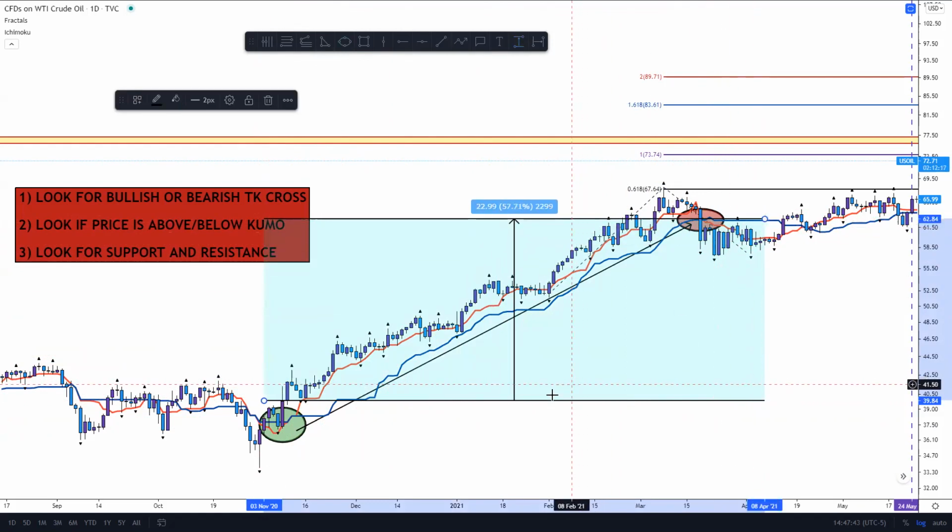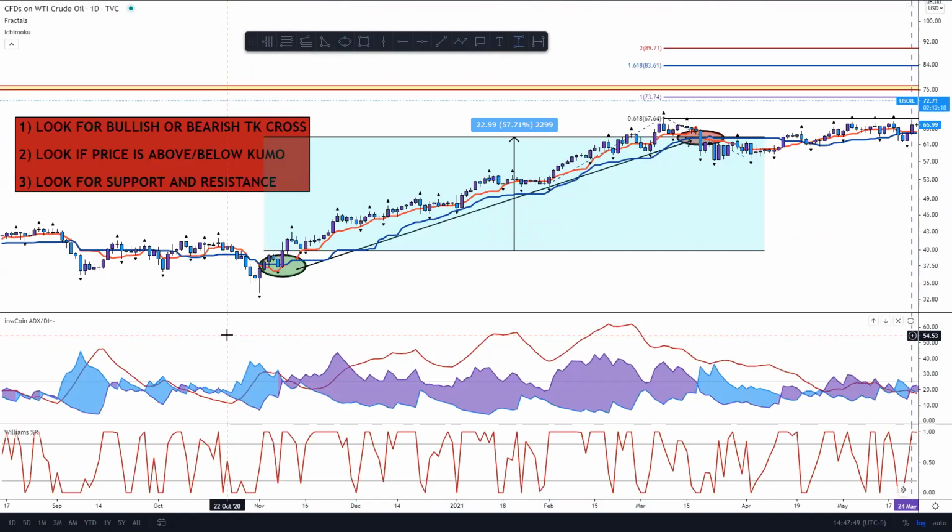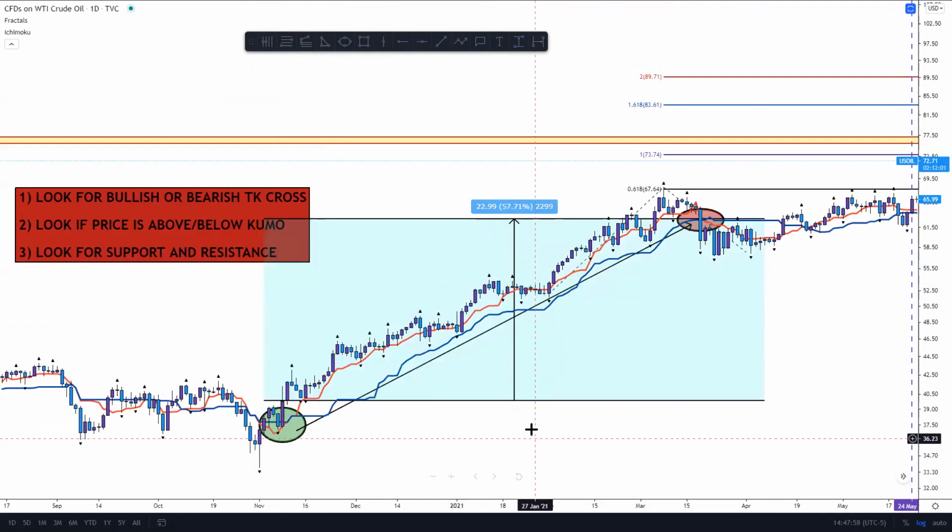So let's say if you did catch that, 57% increase right there, that's a lot of pips. Yeah, that's 2,000-something pips there. And let's see if you have momentum. You did have momentum right here. The momentum started to shift right here too. So yeah, you could have definitely caught all that.